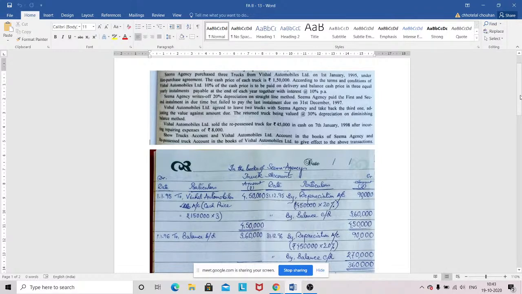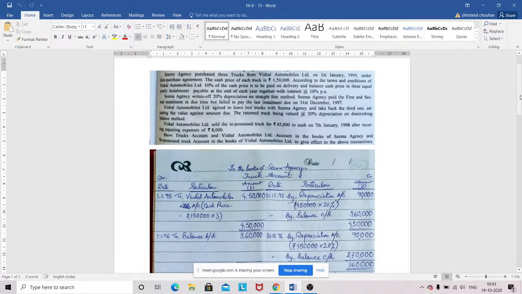45,000 each, so 45,000 for each installment, each truck. Now it is said that interest is 10%. Okay, fine, no problem in that. Seema Agency means the hire purchaser. Actually, the hire purchaser writes off 20% depreciation on straight line method.